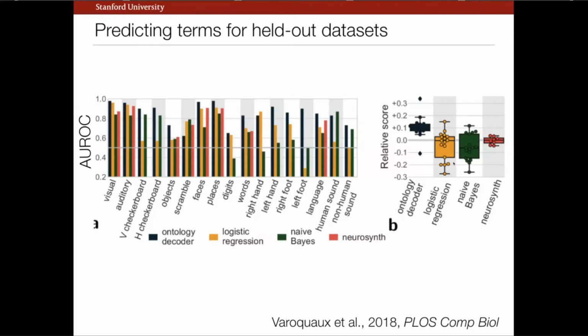And it turns out that in some cases we don't do that well, but in many cases you can do quite well. And in general, this ontological decoder does either slightly to substantially better than a standard logistic regression reverse inference tool, naive Bayes, or, for the terms that are in Neurosynth, generally we also do better than that as well. And you can see over on the right the overall relative performance, and you see that the ontology decoder does substantially better.